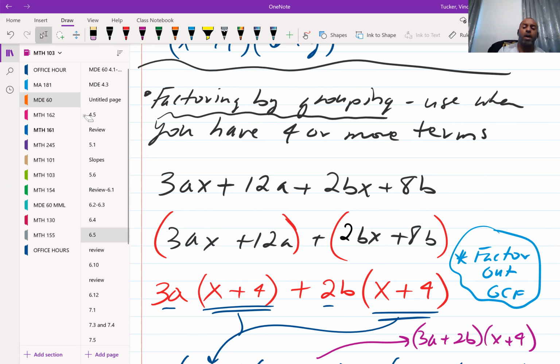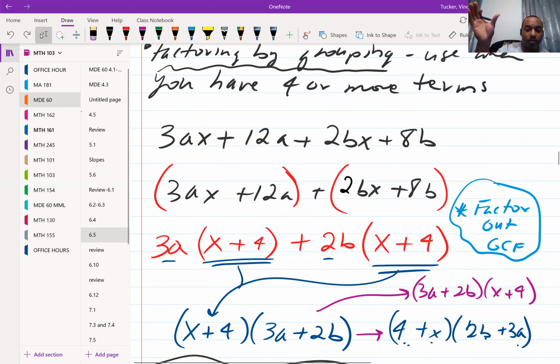All right. Now at this point, notice we have x plus 4 that's in common with both expressions. That has to happen or you cannot move any further. If you don't see the same thing in parentheses, you cannot go to the next step. So notice what the next step is, which is what we did in the last problem. We'll bring the x plus 4 down front, and then what's left is 3a plus 2b.